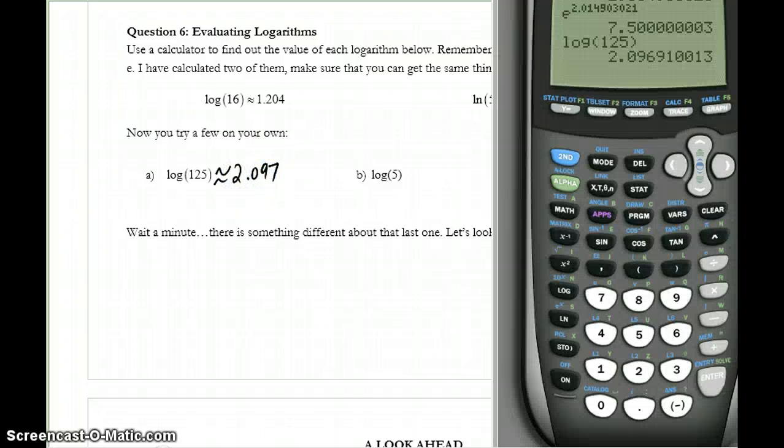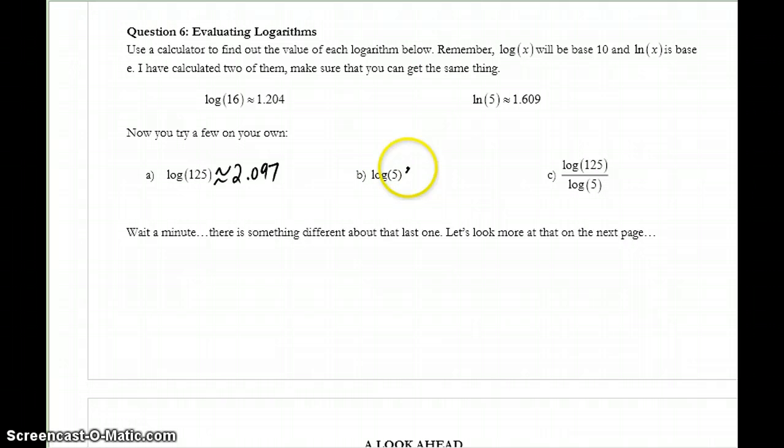Then I do log of 5. I know that 10 to some power is going to get me 5. I know 10 to the first is 10, and that 10 to the 0 is 1, because anything to the 0 is 1. So this should be something between 0 and 1. We see that it's about 0.699.